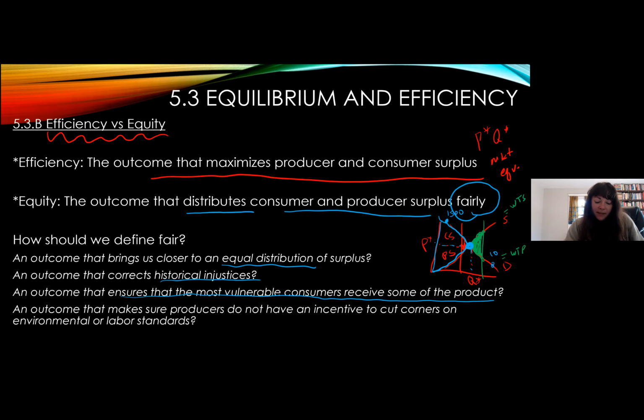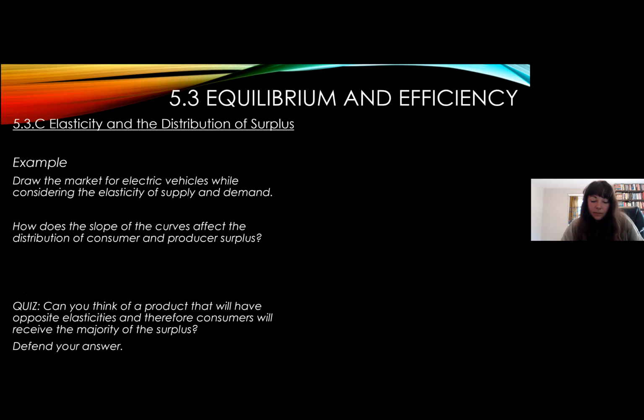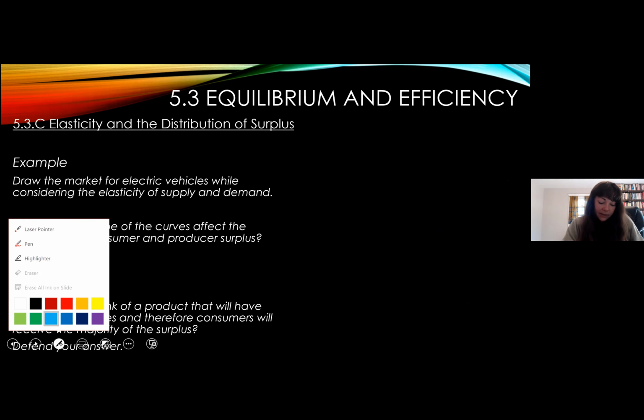It could be an outcome that makes sure producers do not have an incentive to cut corners on environmental or labor standards. If it's the lowest cost producers that wind up in the market, how can we make sure that their costs are low because they're efficient and not because they are dirty in an environmental way or not good to their workers? Okay, so that's kind of a philosophical thing to be thinking about constantly as we weigh outcomes, and economists do have a lot to say about it.